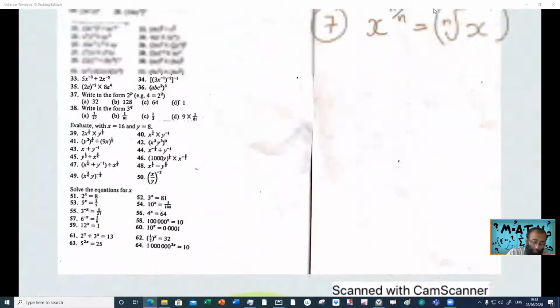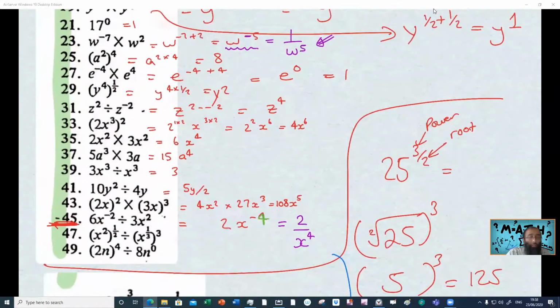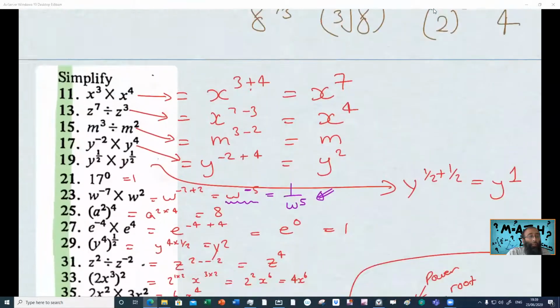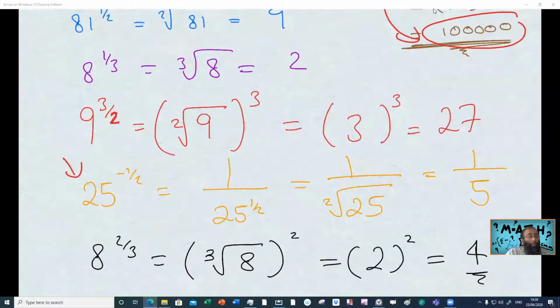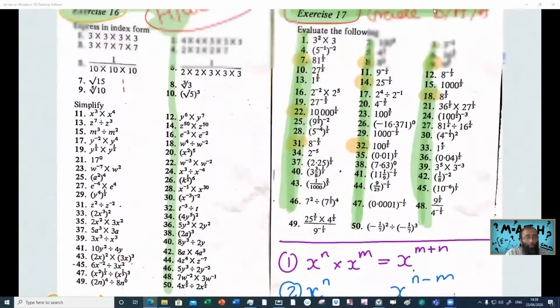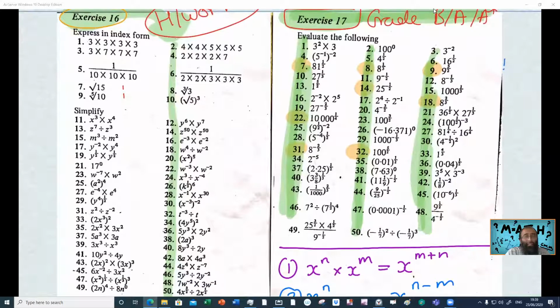And then you need to go back, and the questions that you've done over here without any working out, in this question, you need to go back and show the different steps. So 9^(3/2) means the square root of 9 cubed, which is 3 cubed, which is 27. You can fit them all onto one line, that's not a problem, but you need to show the steps. So all these questions here, exercise 16, exercise 17, have to be redone with the full working out.